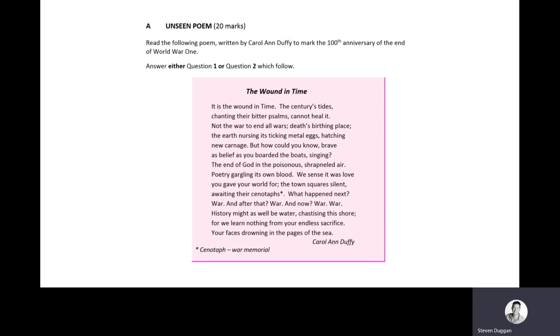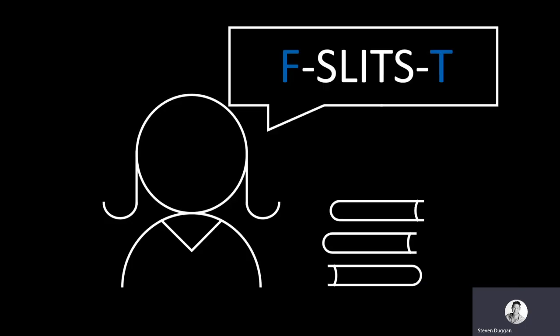This is an example of the unseen poem which appeared on last year's, 2019's, Leaving Cert. It's quite complex. It may be that when you face a poem for the first time in an exam, you're not immediately clear what the poem is all about. Actually, it really doesn't matter. I'm going to show you a very, very simple mnemonic, and if you remember nothing else, just remember this: F slits T. If you use this as a structure for your critical analysis, whether that's a poem or a piece of comprehension, you really can't go wrong.